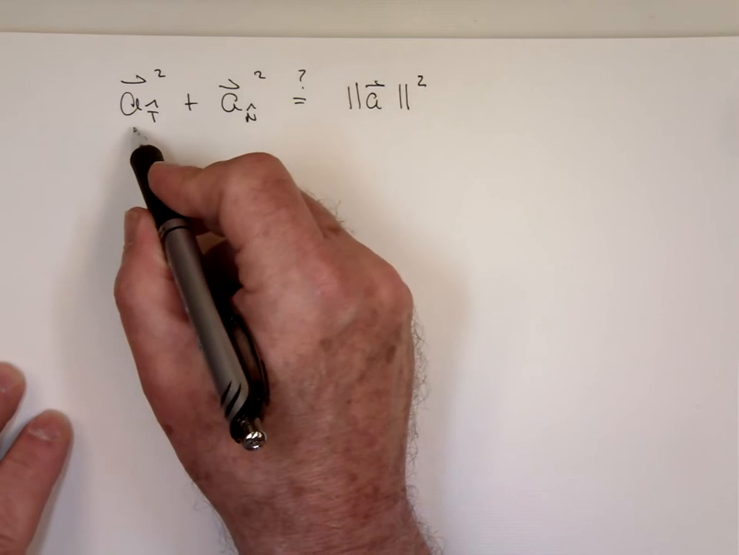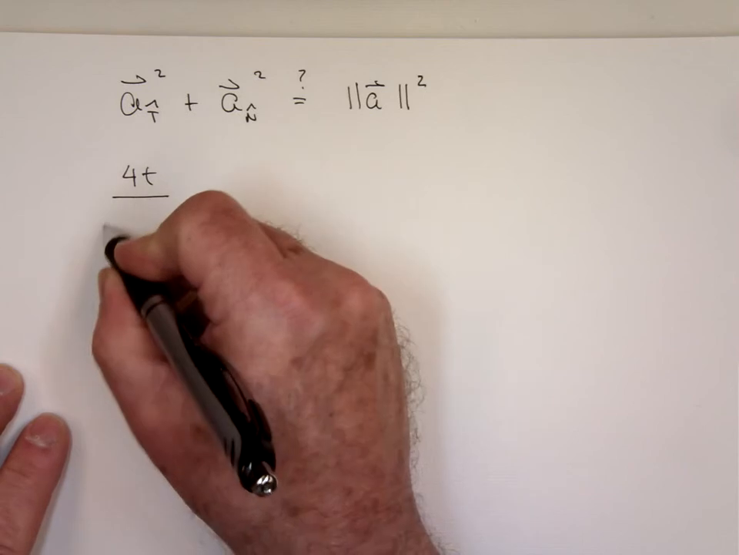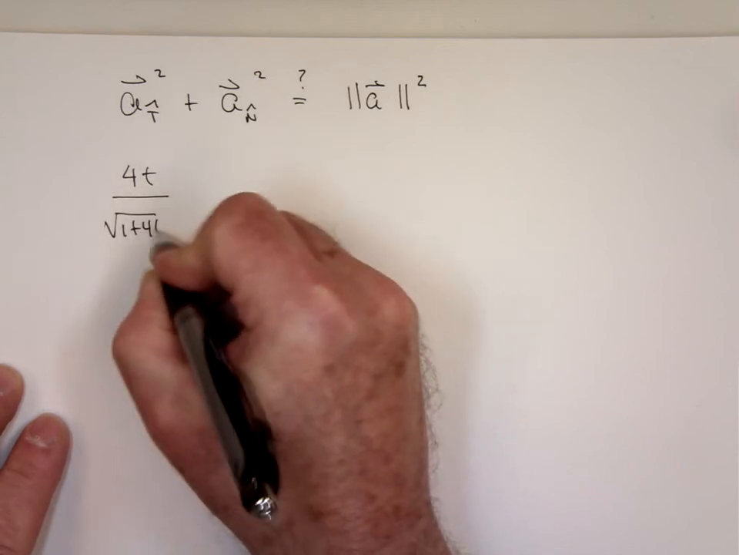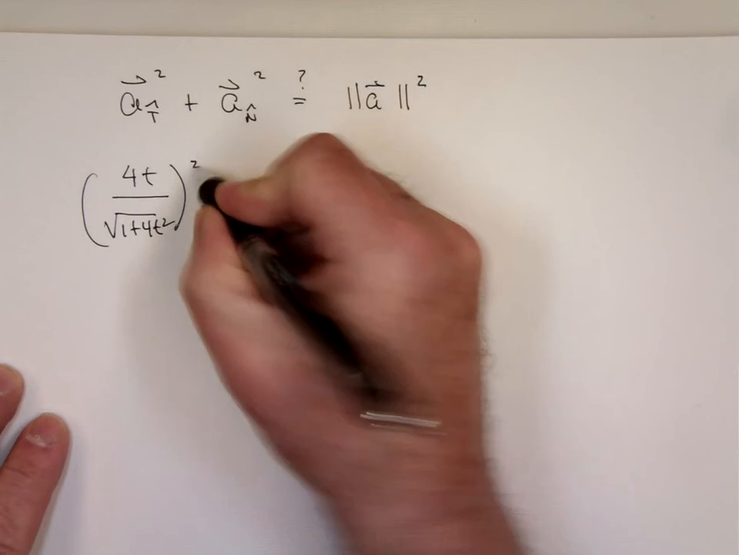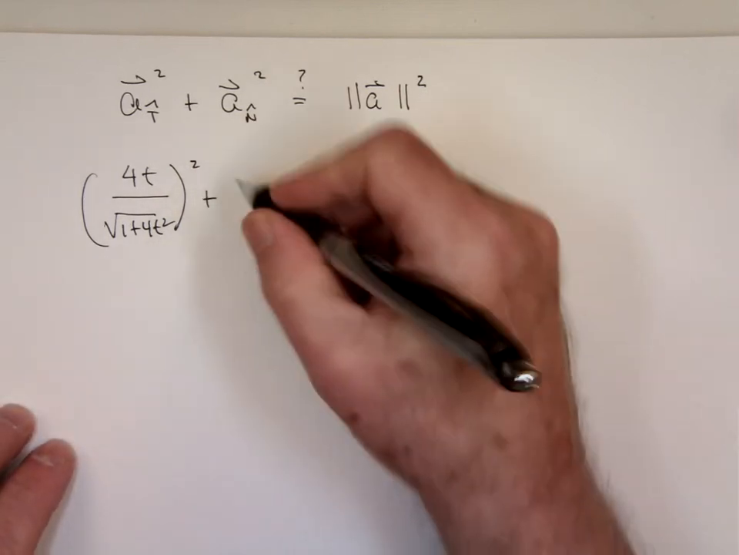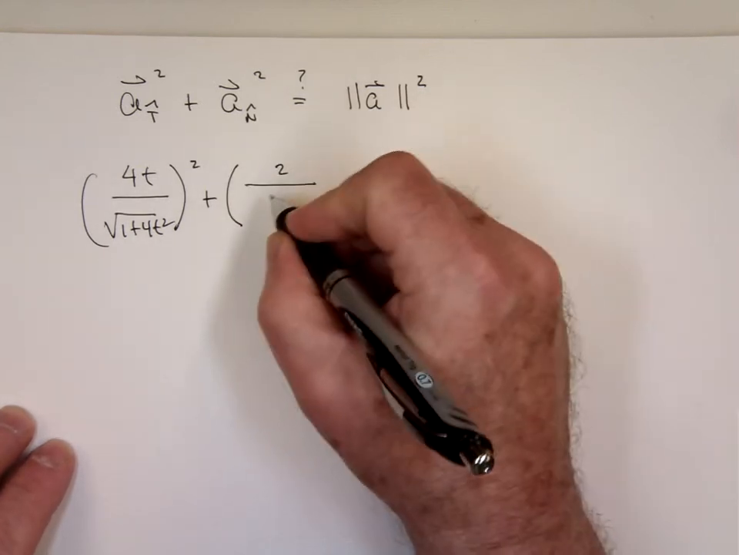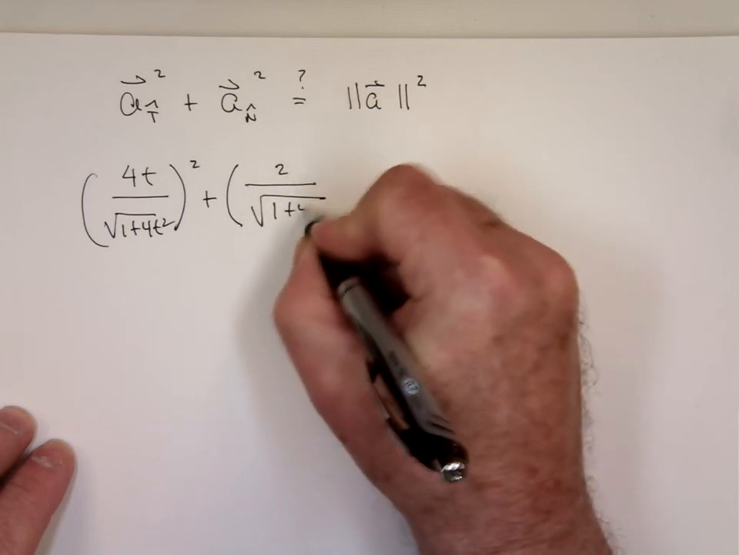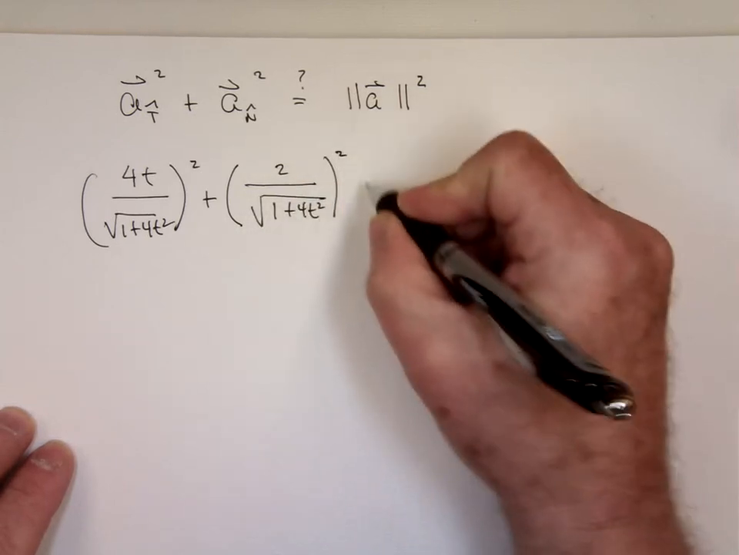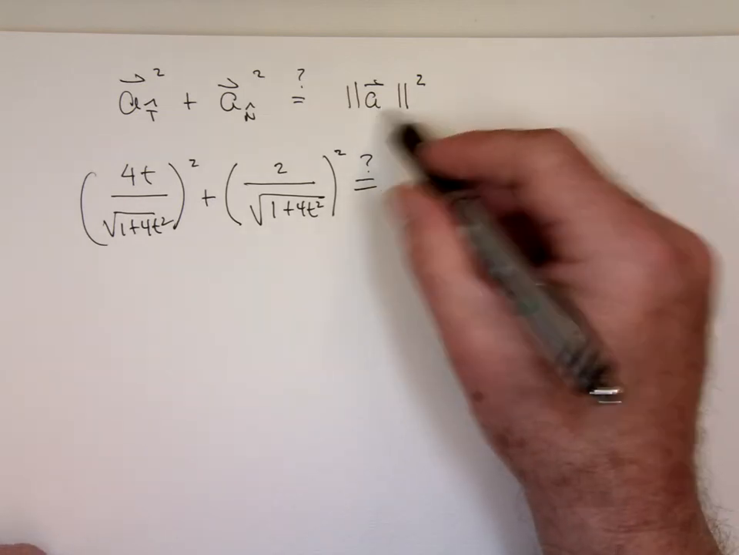Tangential component of acceleration is 4t over square root of 1 plus 4t squared. We're going to square that, plus the normal component of acceleration, 2 over square root of 1 plus 4t squared. We're going to square that. Is it equal to the magnitude of acceleration, which is, this is 0, 2, so its magnitude is 2? Is that equal to 4?